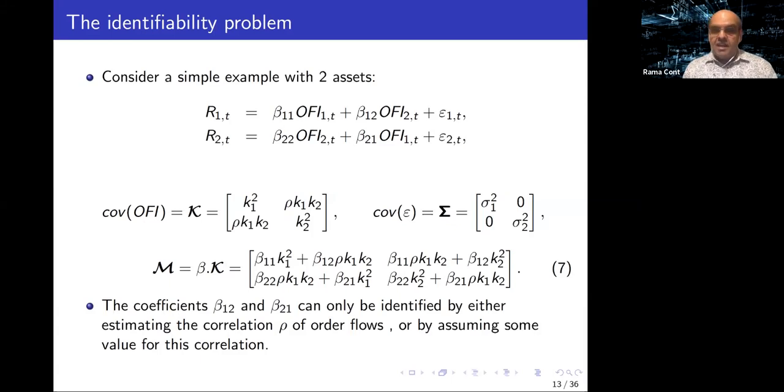So you can see that just by looking at these correlations of the return of I with the order flow of J, I cannot identify which is which, because I have one observable and then I have two different parameters here at least, and this is only for two stocks. So these cross impact coefficients cannot be identified just from the covariances of the returns with the order flows. I need to know something about the correlation of order flows, or I need to assume something about it. So it's very clear from this example.